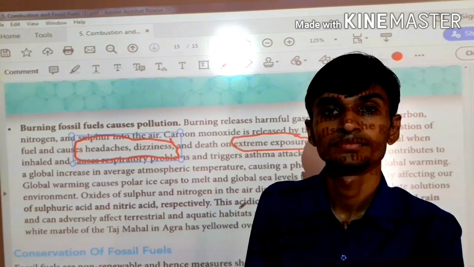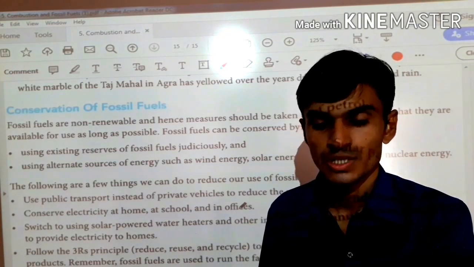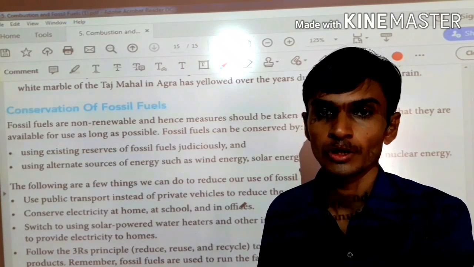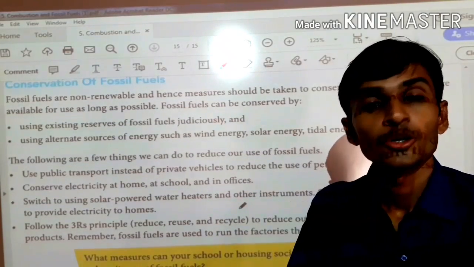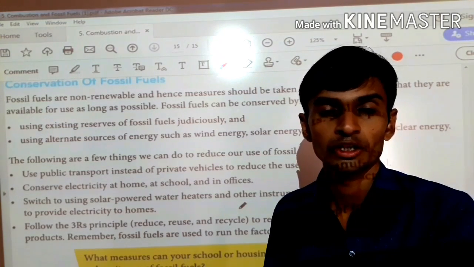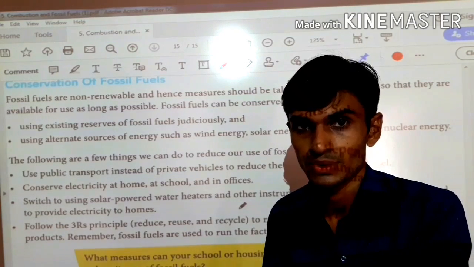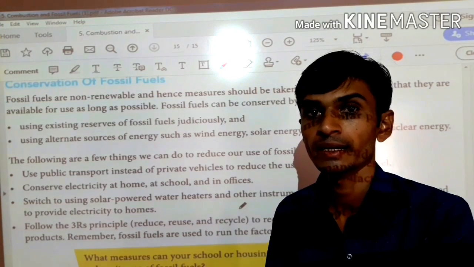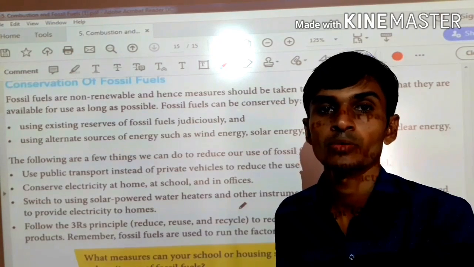Okay guys, our next topic is how to conserve fossil fuels, right. What is the conservation of the fossil fuels? So guys, we know that fossil fuels are non-renewable, that means it is very difficult to renew them again, right. So what are the steps to be taken to reduce the use of these fossil fuels? That's why we can use them for the next years, for a long period of time, right.